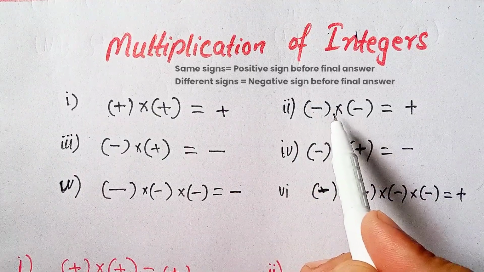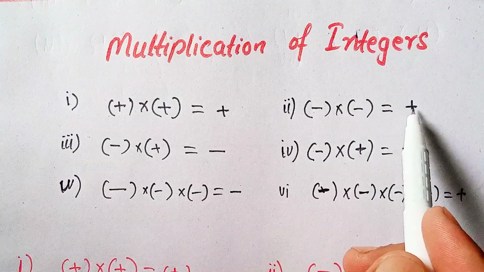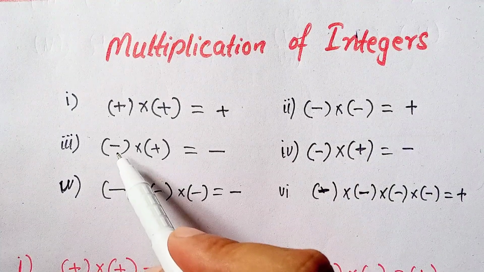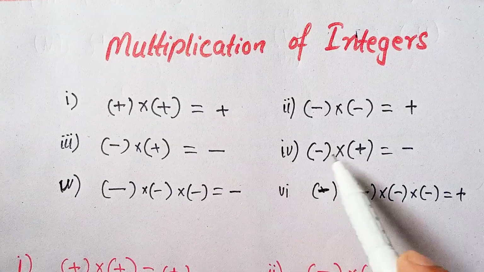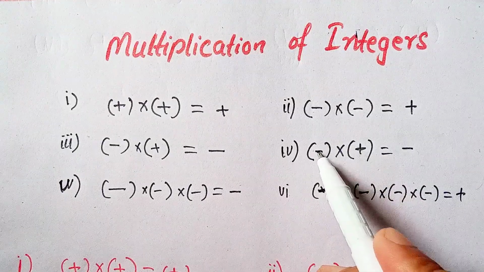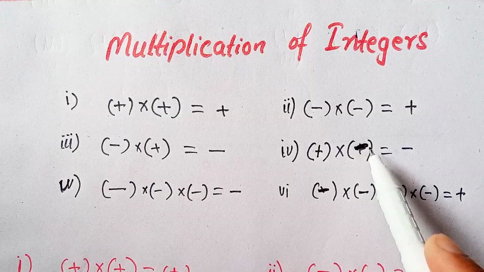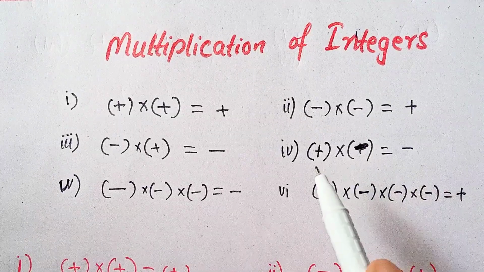When we multiply two negative integers, the result will be a positive integer. When we multiply a negative integer with a positive integer, the result will be a negative integer. When we multiply a positive integer by a negative integer, the result will be a negative integer.